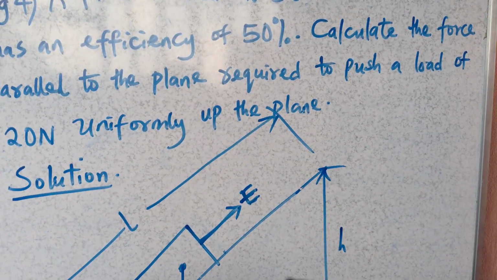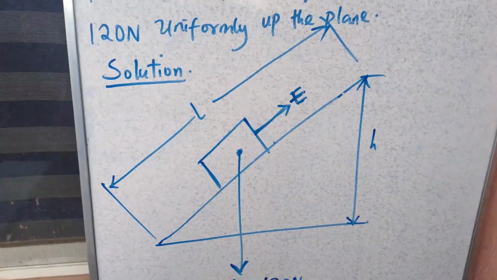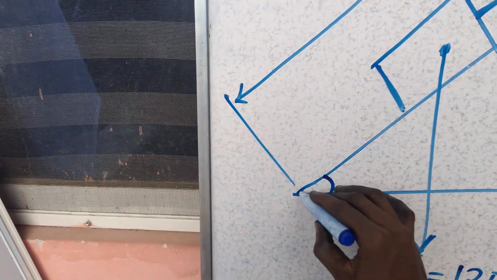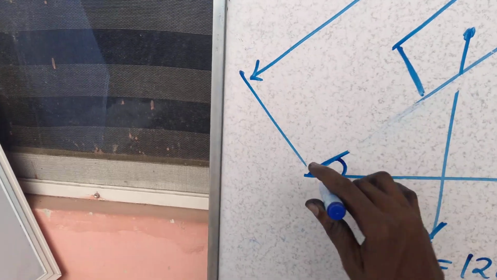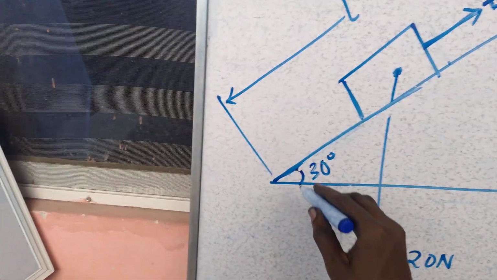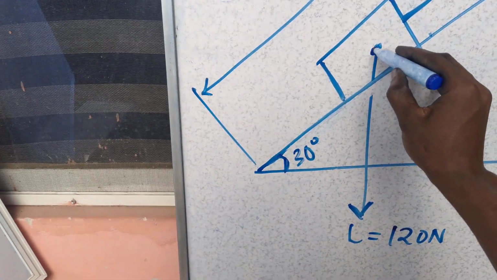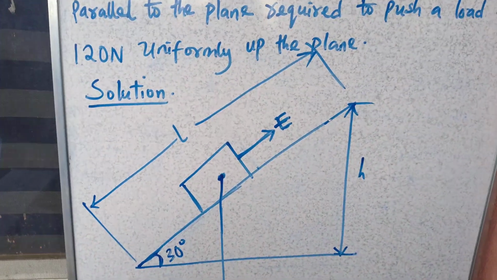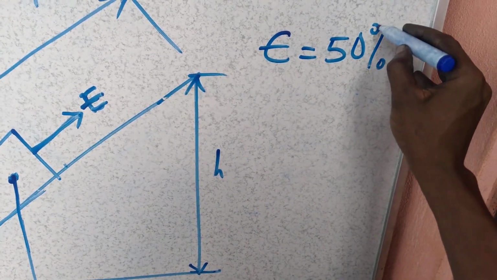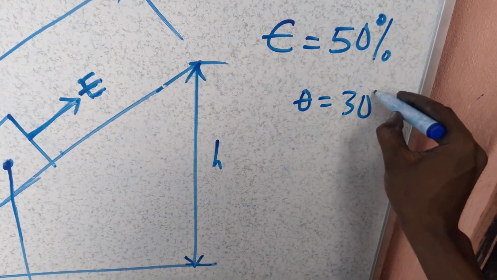So we have to calculate the force parallel to the plane required to push the load up the plane. Now we are told that the plane is inclined at 30 degrees to the horizontal. So I write 30 there. That's the angle of inclination. The efficiency was given to us as 50%, while the angle of inclination theta is 30 degrees.